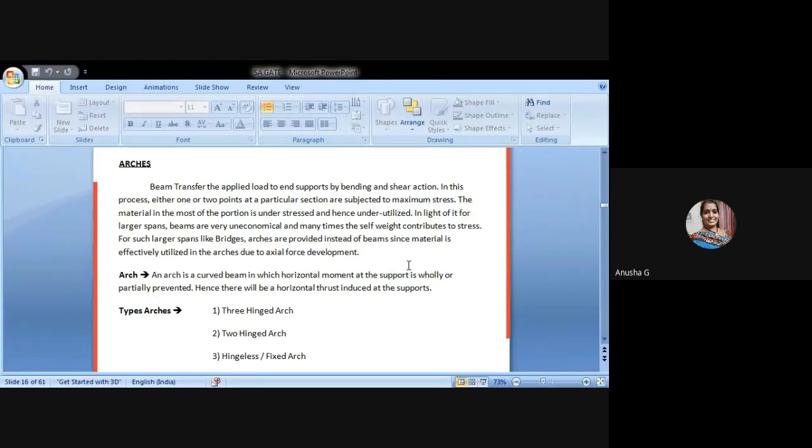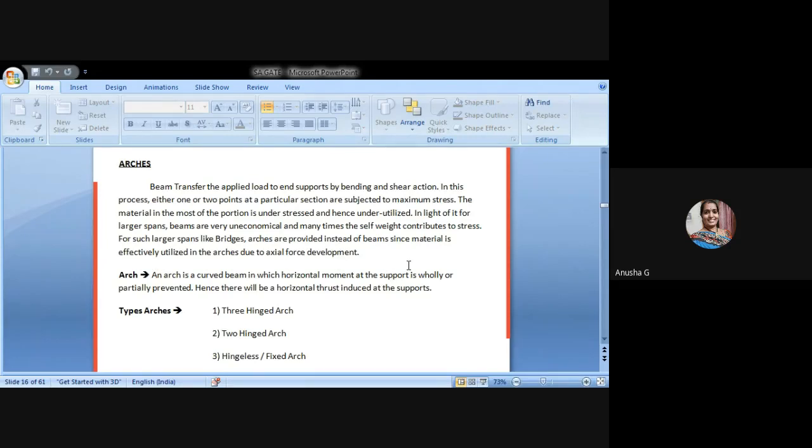Why we use arches here: the total load, whatever load is acting on the bridge, will be carried to the supports, and that load is a continuously moving load that will be observed on the bridge. The total load will come to the columns, and then from the columns to the supports, as we will see.